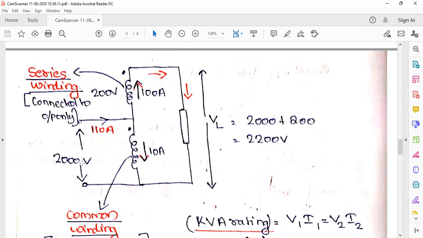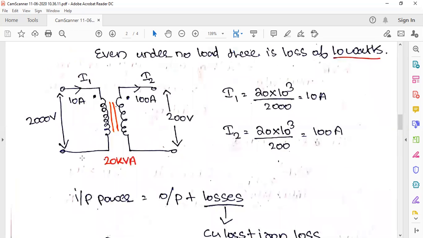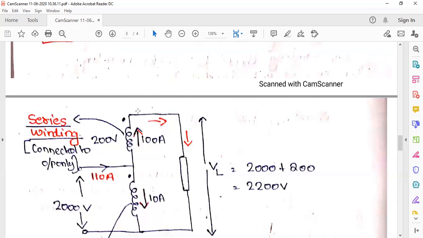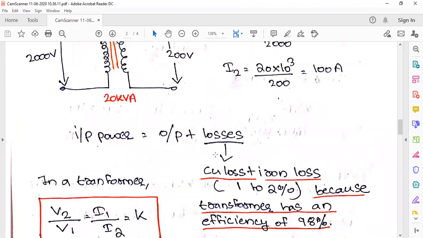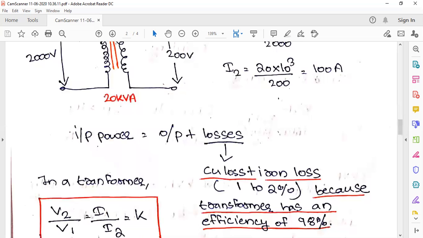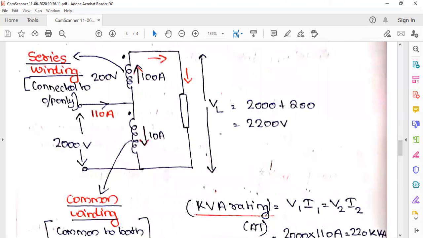So we have 2000 volt here, and this is 200 volt, and the input current, see how much is the input current? Here it was 10 ampere and here it was 100 ampere. Same calculation from here, and so the input current will be 110 ampere. But you see the output voltage that we are getting is 2000 plus 200, so 2200 volt is the output we are getting here. See the difference. So the output is getting enhanced.